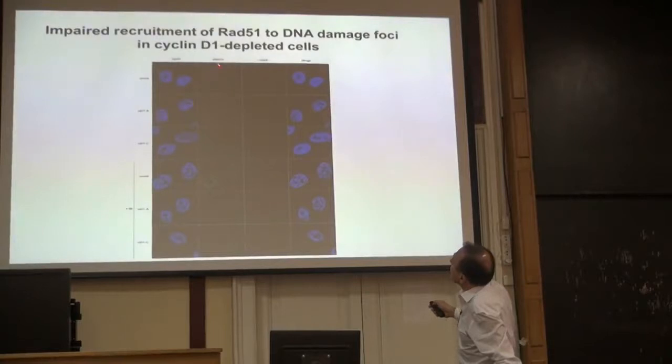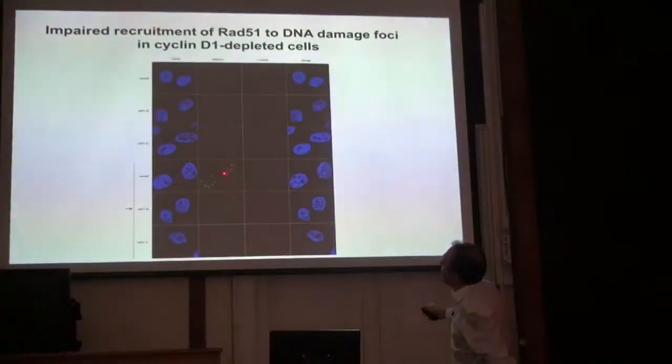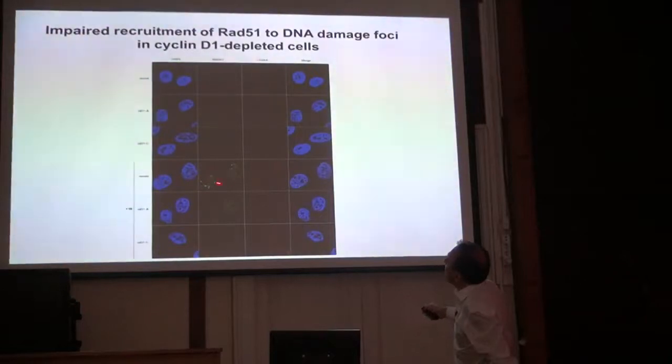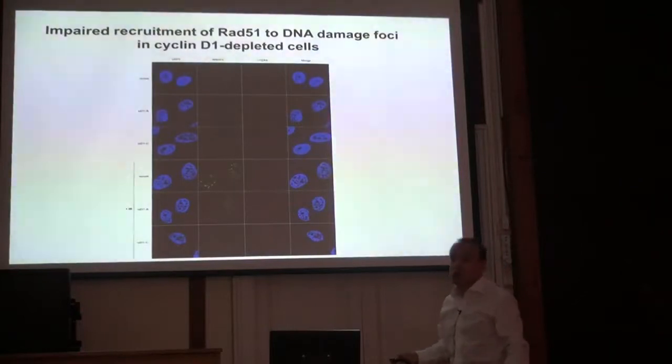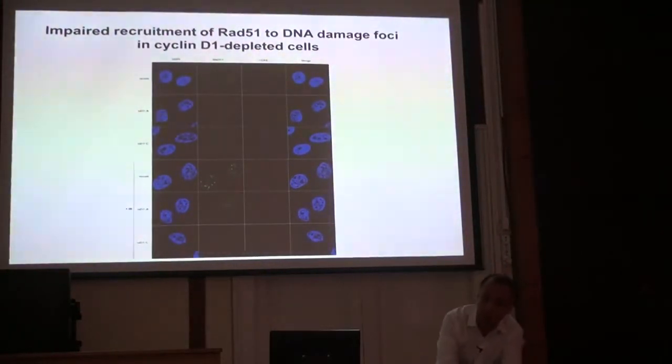This is another experiment. We irradiate the cells and then we look for RAD51 foci. If we don't irradiate the cells, the RAD51 is not recruited to DNA. If we irradiate cells, the RAD51 is recruited to DNA. But if we irradiate cells and knock down cyclin D1, the RAD51 recruitment is gone. So cyclin D1 goes to broken DNA and helps to recruit RAD51.